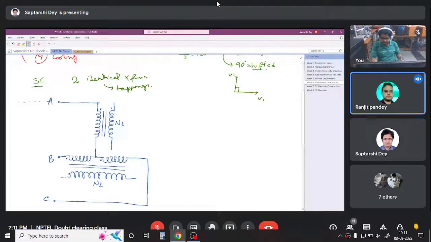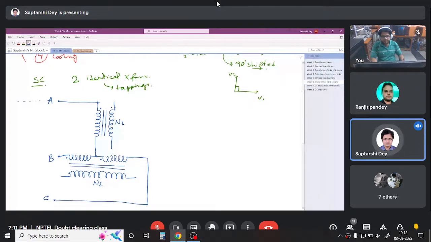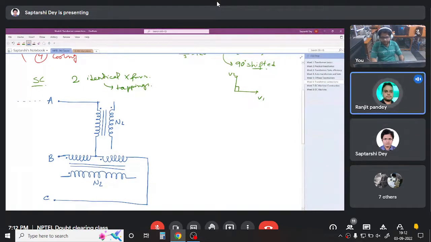Sir, parallel lines indicate the core and dots indicate the polarity. Yeah. Okay, sir. Okay.